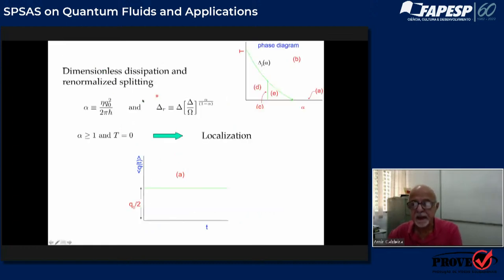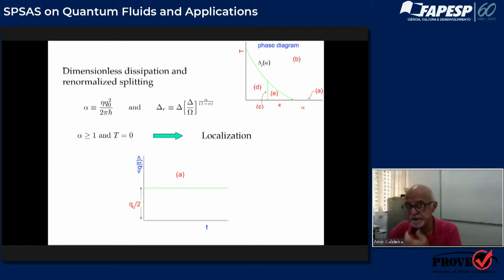For instance, if we have this region A, that's this point here, I forgot to put it there, alpha equals 1. So if we go beyond alpha equals 1 to T equals 0, what happens is the complete blocking of the bistable potential. If I place a particle on one side, it will be there forever.